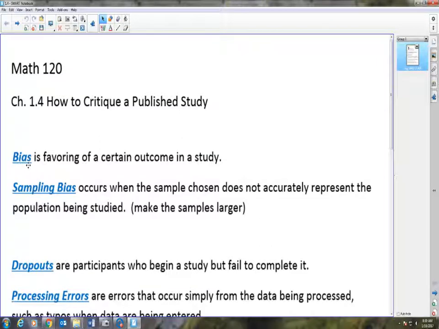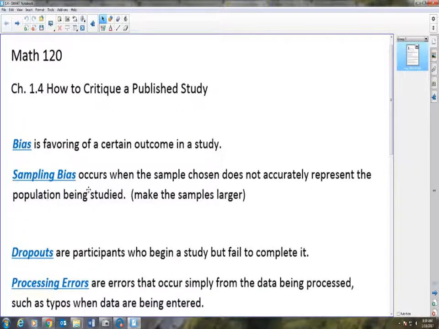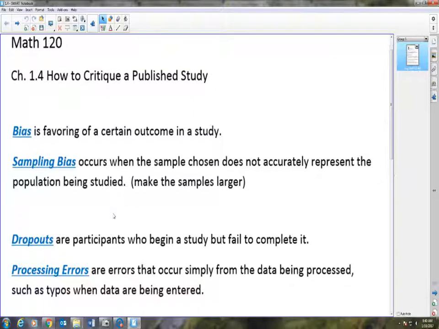In the previous video, we talked about the different types of sampling techniques, like simple random sampling. Why random? Because we're trying to avoid bias. Sampling bias occurs when the sample chosen does not accurately represent the population being studied. To avoid sampling bias, we can make the samples larger. Maybe the sample was too small, so it does not really answer the question you're trying to collect the data for.